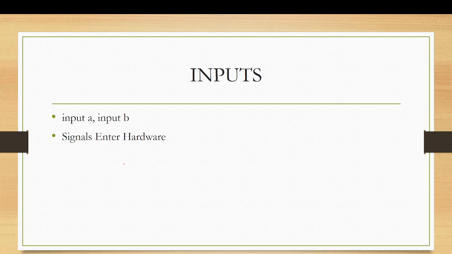So in this, we know the inputs are A, B. Inputs are signals entering the hardware. Signals enter the hardware. This is input: buttons, sensors, data from another module. Input brings information in.